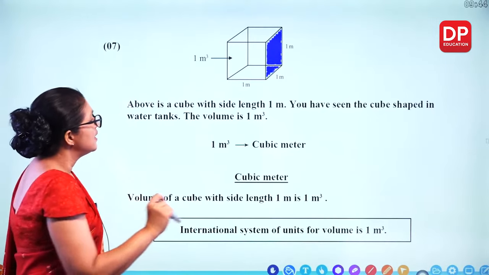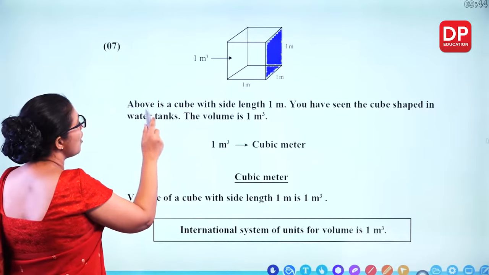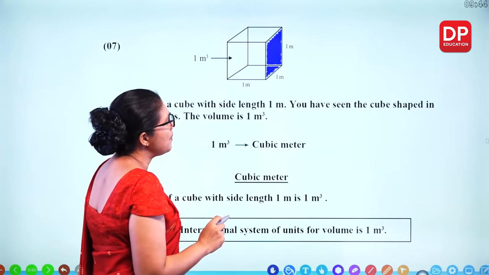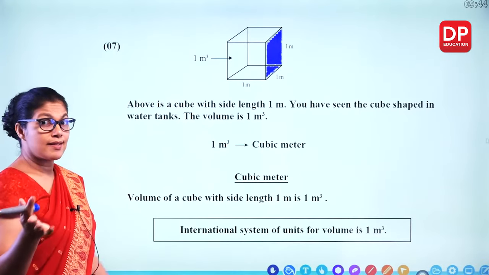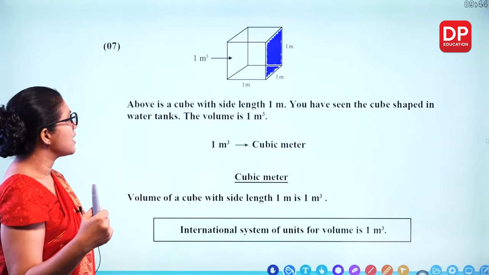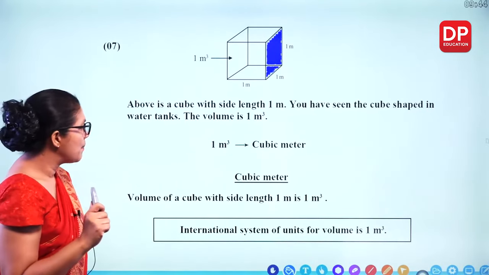That's 1 cubic meter. That's called cubic meter. So, above is a cube with side length 1 meter. You have seen cubic shaped water tanks. Those are big water tanks. So, the volume is 1 cubic meter.